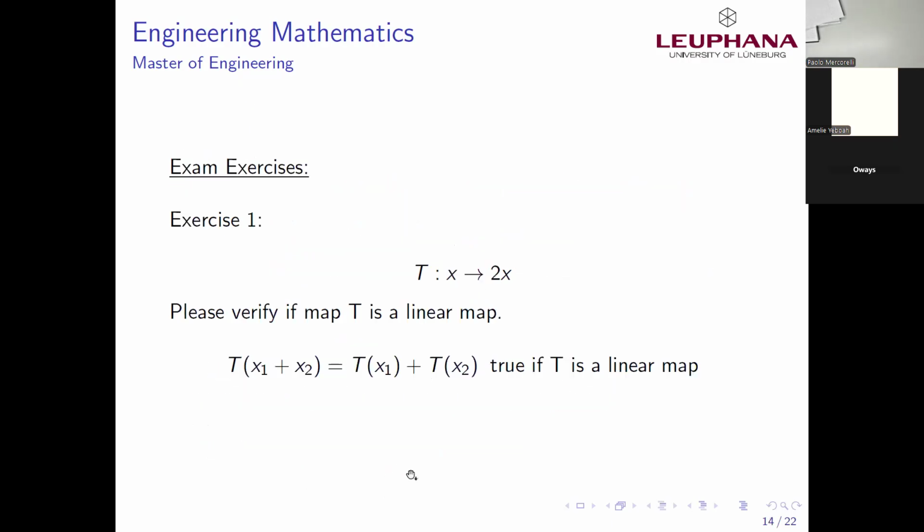Let me do an example exercise. It's easier to do than to say. In your opinion, is T defined from x to 2x a linear map? Verify, that's not the answer. Basically, is it linear or non-linear in your opinion? I have to verify this condition here.